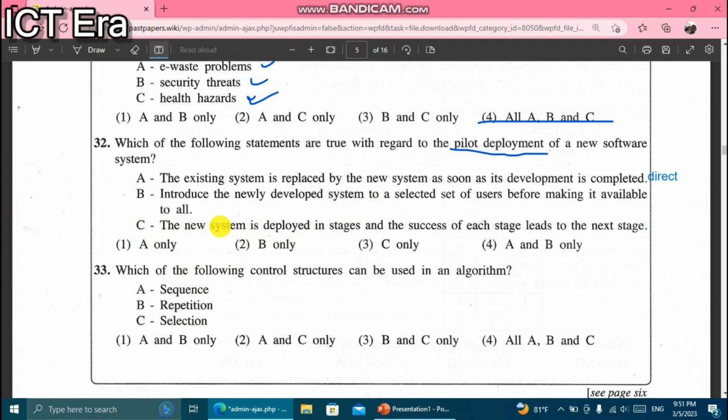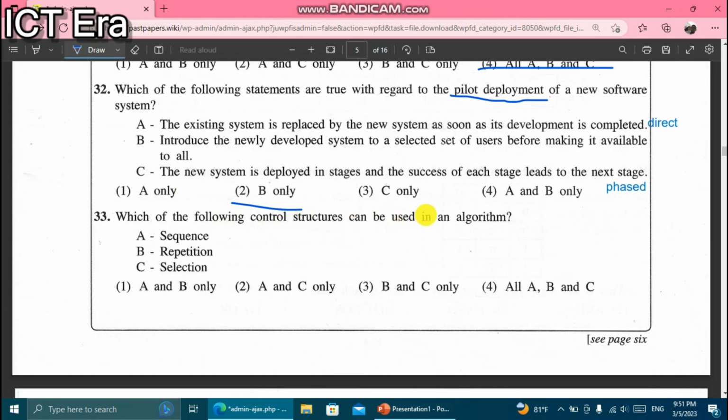Then C, the new system is deployed in stages and the success of each stage allows the next stage. It should be phased deployment. Then answer is B only.